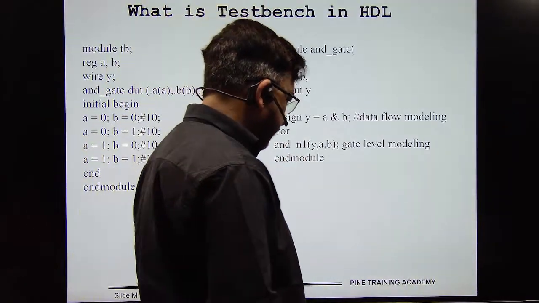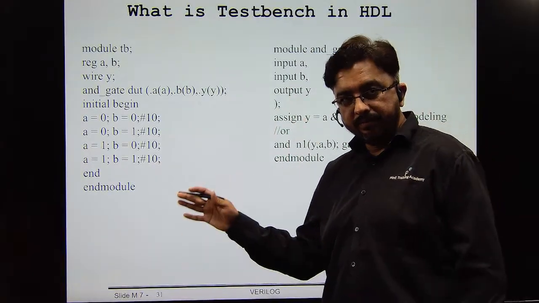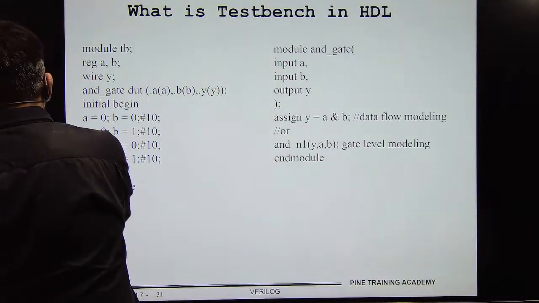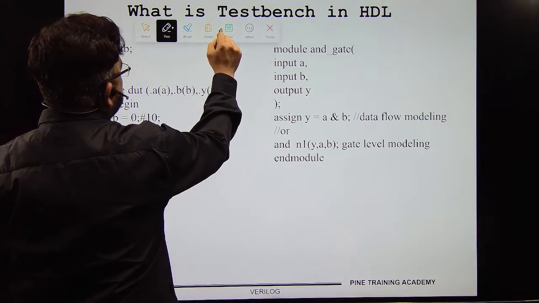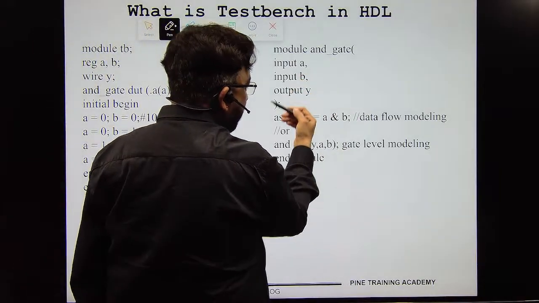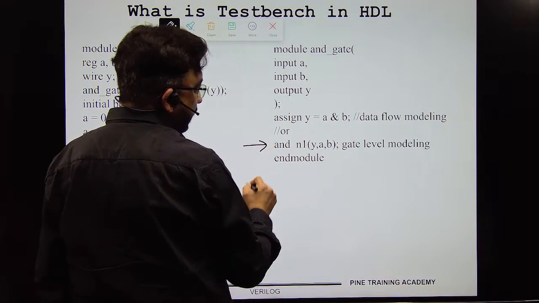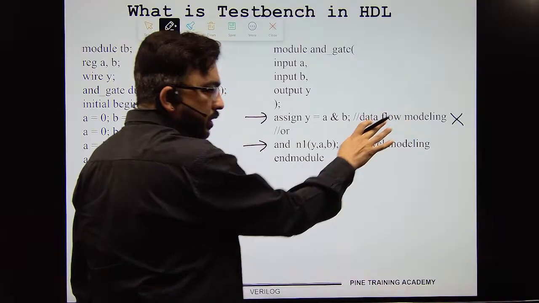This is a simple example, you don't need to worry, we are going to write it. I'm just taking an example of an AND gate. This is the design of the AND gate, a simple behavior level modeling. This is gate level modeling, sorry, and this is data level modeling. I have not discussed it till date, so ignore this slide.